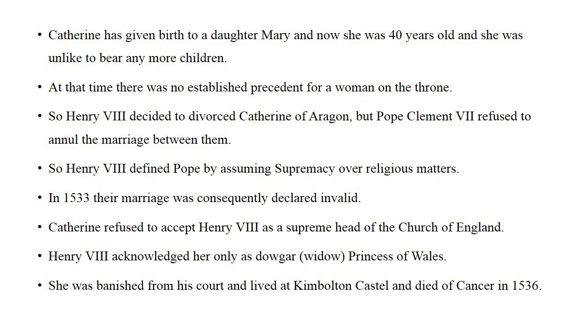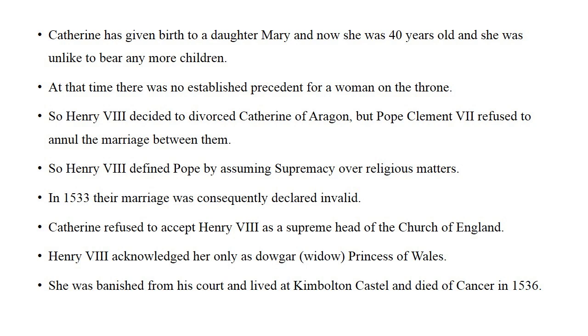So Henry VIII acknowledged Catherine as a dowager. Dowager means widow, because before she married Henry VIII, she was a widow. She was banished from his court and she lived at Kimbolton Castle. She had many maids also. Those maids later became wives of Henry VIII. So we will see all these things. She died of cancer in 1536. This is the history of Catherine of Aragon, the first wife.